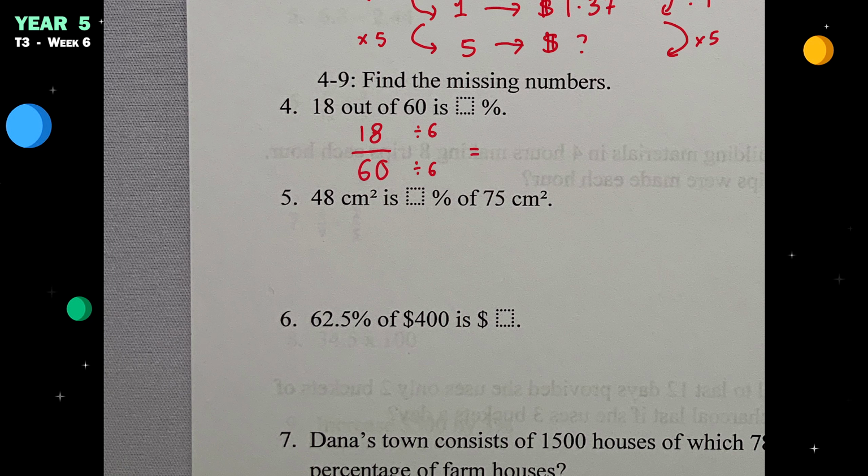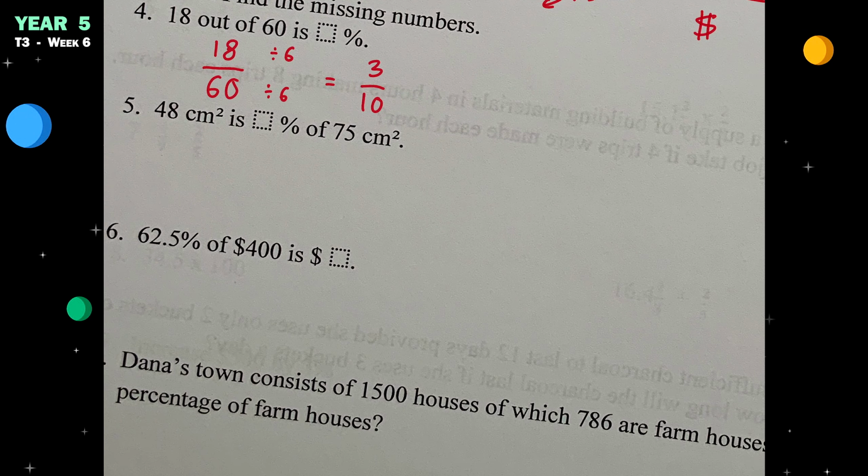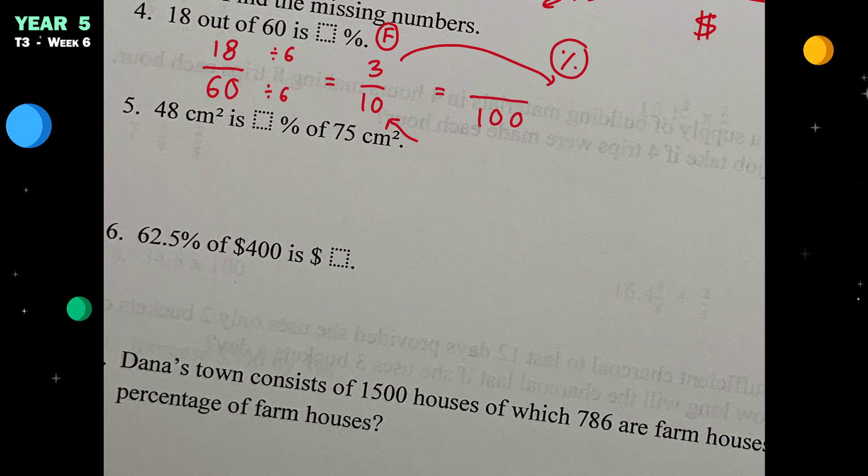Alright, so 18 divided by 6 will give you 3. 60 divided by 6 will give you 10. Okay, this is 3 out of 10. Now, to go from a fraction to a percentage, so this is a fraction, I want to go to percentage. How do I do that? Well, the best way to do it is to make the bottom number into 100. So I want to make this one into 100, and I have a top number as well.